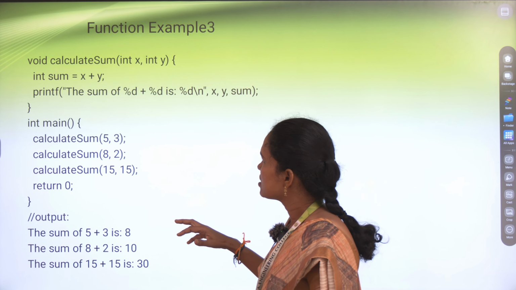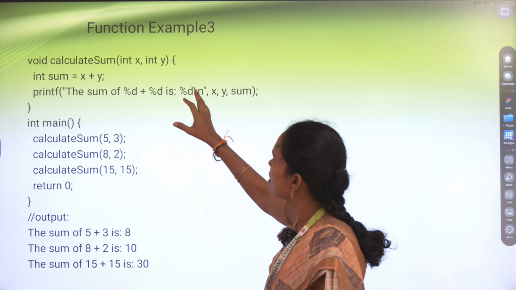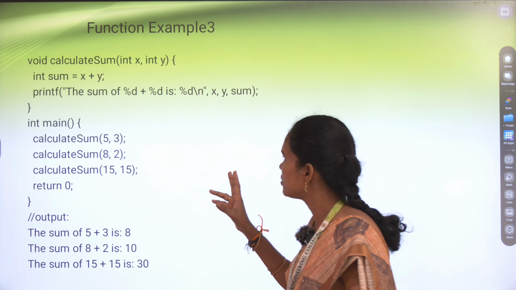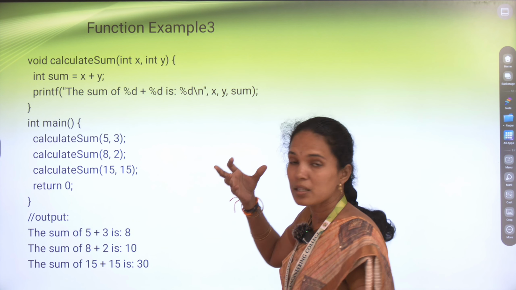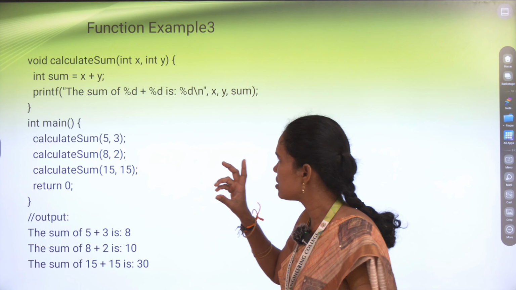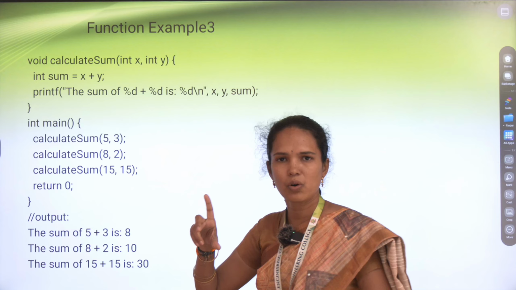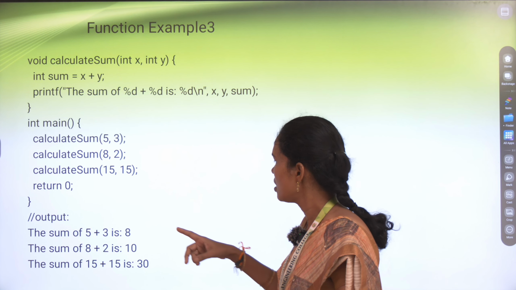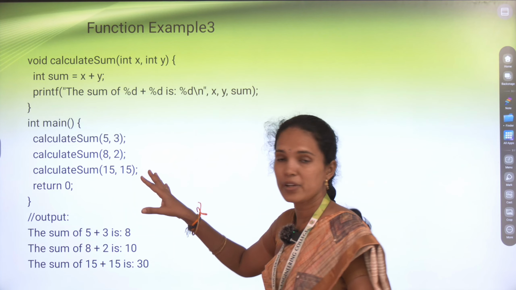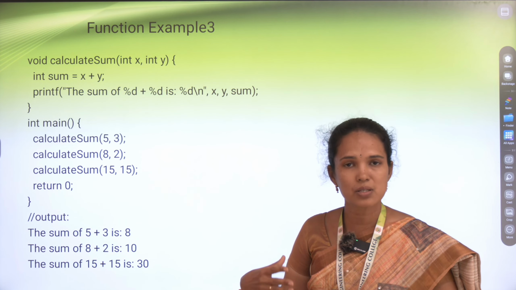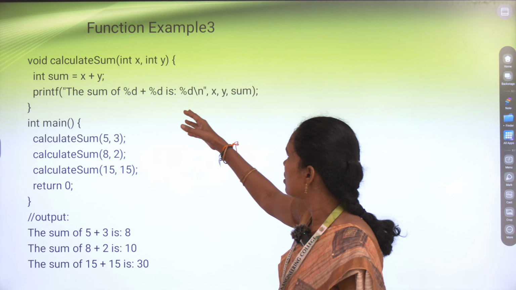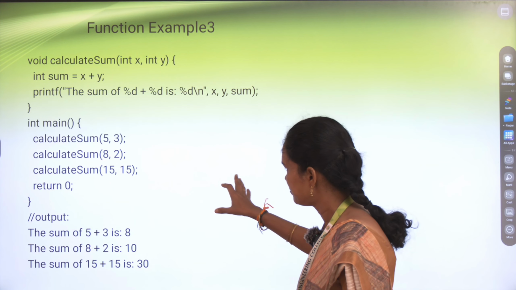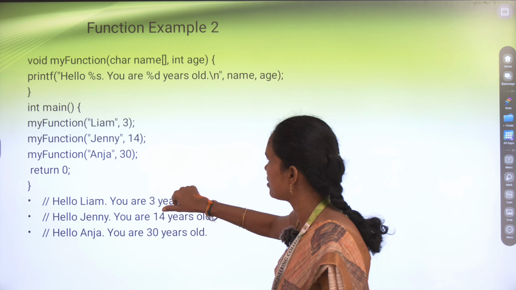And this is one more example. The same way, here I need to calculate the sum of two things with different arguments, not with a single argument. First time I want to sum with 5 comma 3, second time 8 comma 2, and third time 15 comma 15. So different arguments also we can pass by simply giving the values here. The same way how we have done here.